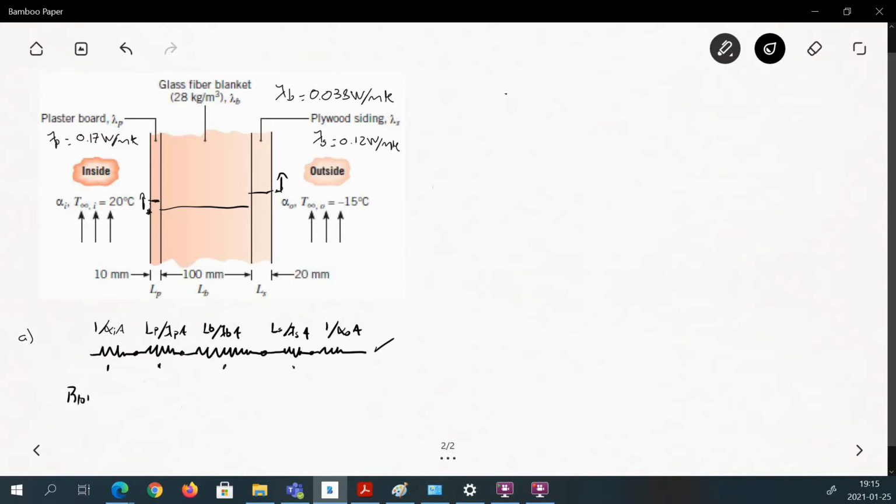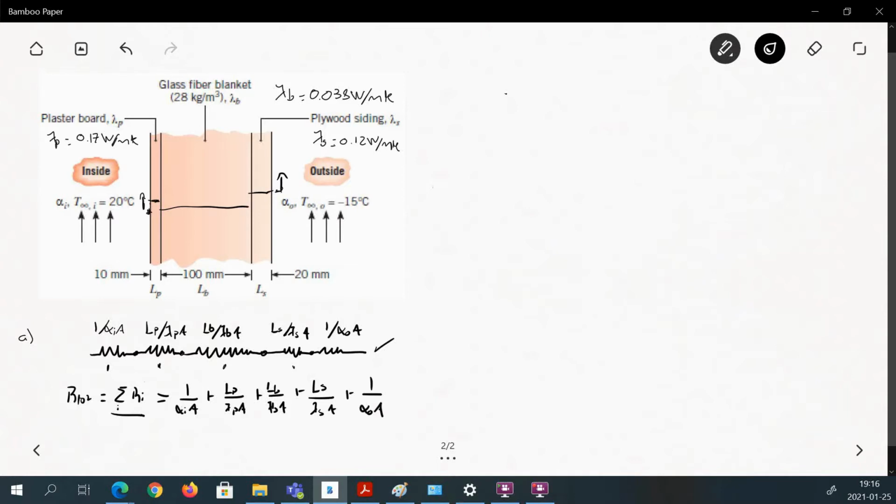So we define the total resistance as the sum of the individual resistances, and as in electric circuits, we have resistances in series, so that's why we define the total resistance as this, and this is equal to 1 over alpha I times area plus 1 over alpha 0 times area.